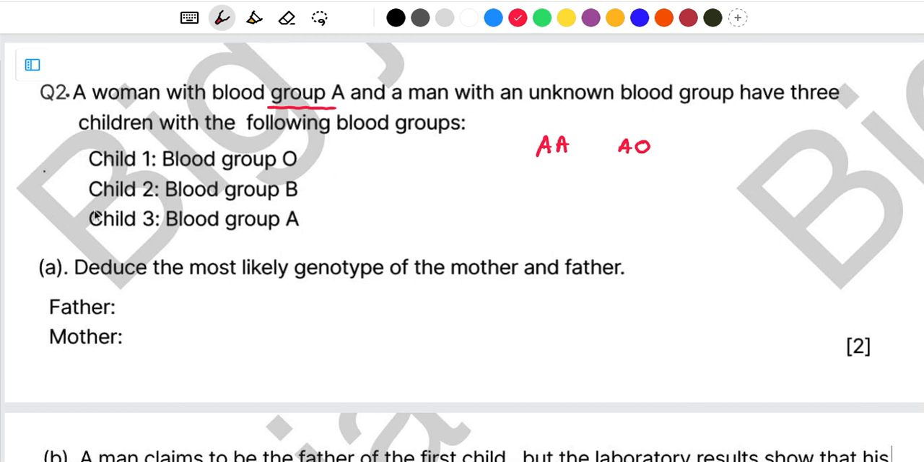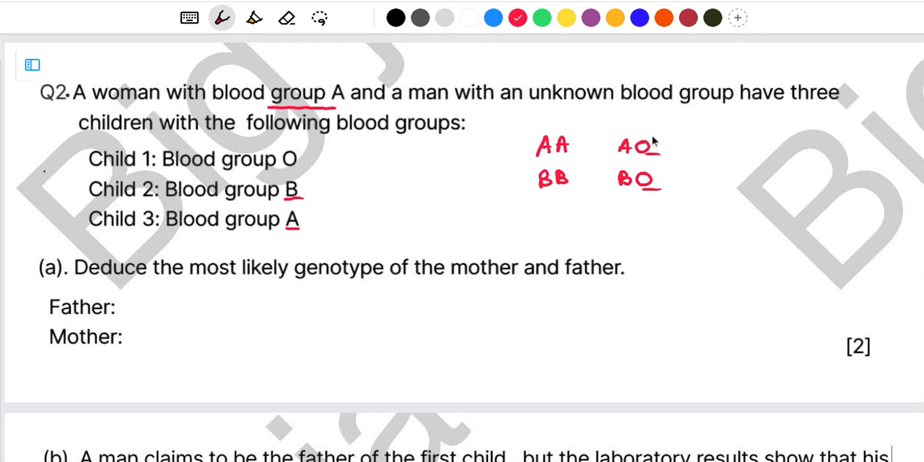But according to the offspring that we have here, we can say that A is coming from the mother. What about B? So B is coming from the father. So the father can be B homozygous dominant, or B heterozygous dominant. But as you can see, we also have a child who is O. So where is O coming from? So O is coming from the mother as well as from the father.